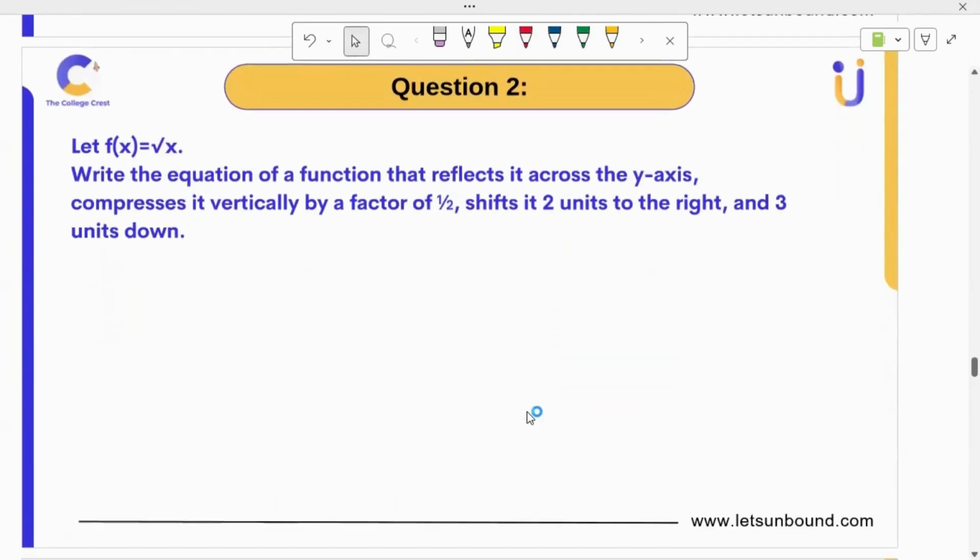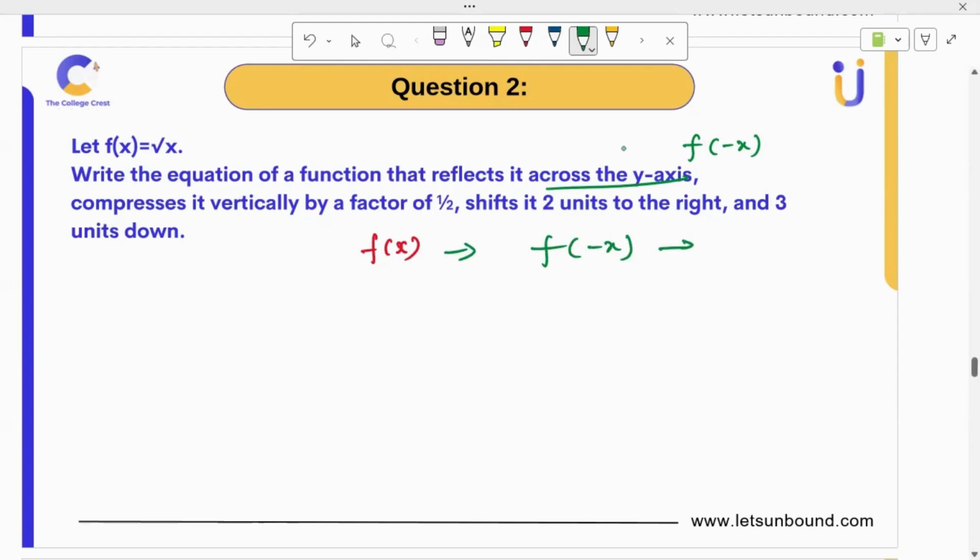Now, question number 2. Let f of x equal root x. Write the equation of a function that is reflected across the x-axis and y-axis, compressed vertically by a factor of half, shifted 2 units to the right and 3 units down. First, let me tell you, what if it's just f of x? Reflecting across the y-axis means horizontal reflection, so inside, it's f of minus x.